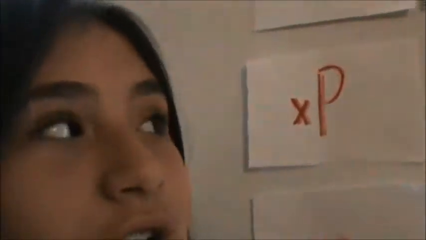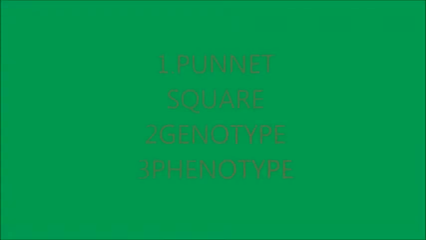Now I'm going to explain about the Punnett square. The Punnett square was created by Punnett. Phenotype: in this case, the plant that we used was the pea plant. So our phenotype is this one. In this part is the trait.